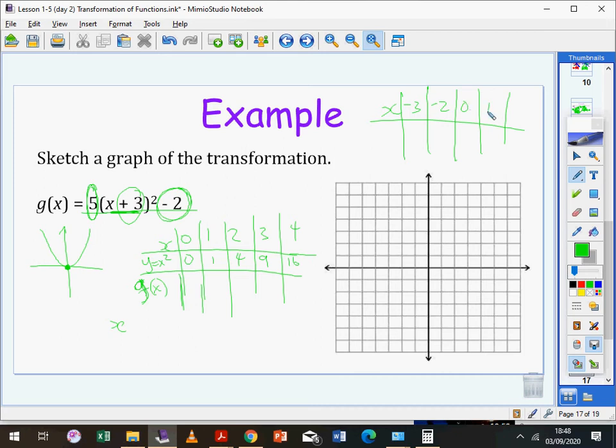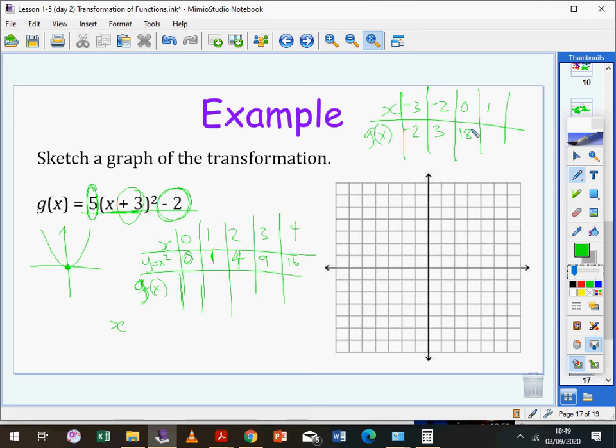The output value, remember, it's multiplied by 5, and then 2 is subtracted from it. Or it is stretched 5 units, and then moved down 2 units. So the output value, which was supposed to be 0, is multiplied by 5, which is still 0, and then moved down 2 units. Output value, which was supposed to be 1, is multiplied by 5, then moved down 2 units. Multiplied by 5, 20, moved down 2 units, 18. I don't think that will fit on my graph. So those are enough for me to plot this.